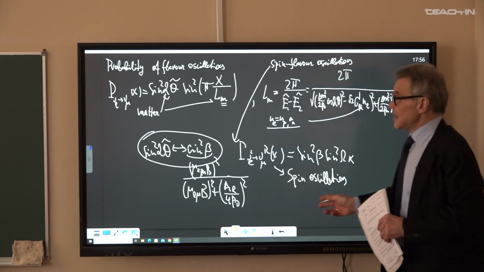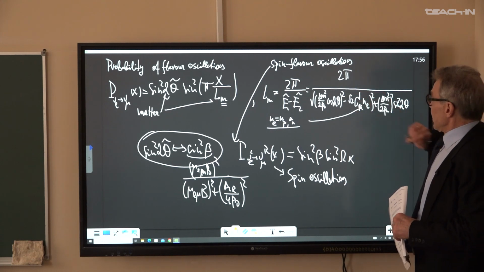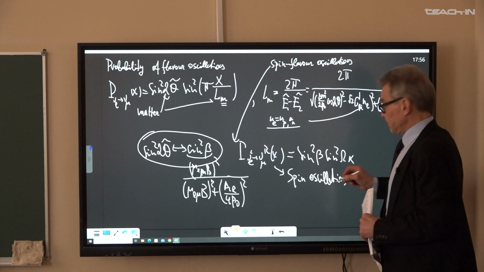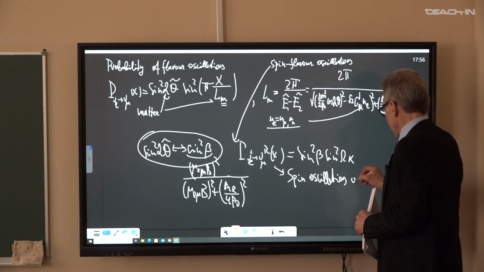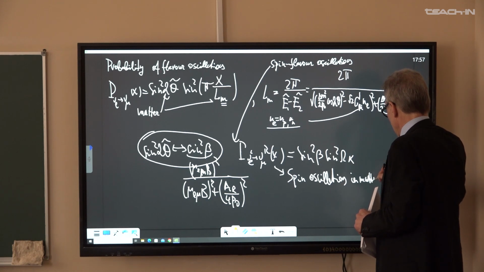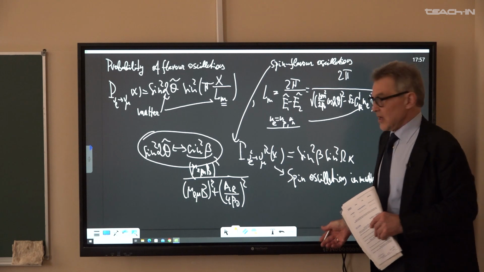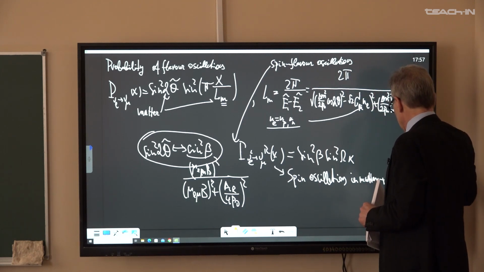Spin oscillations in matter. No, we are considering here the effect of matter at rest, without, plus magnetic field.